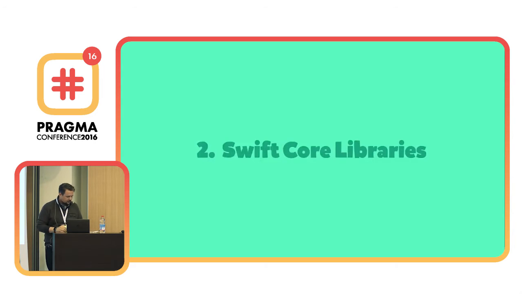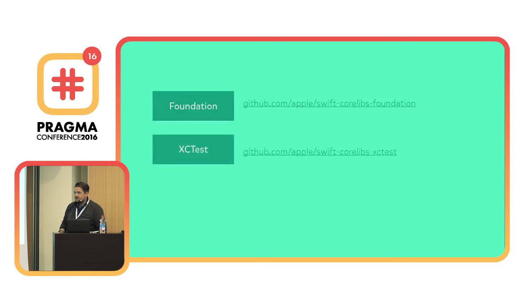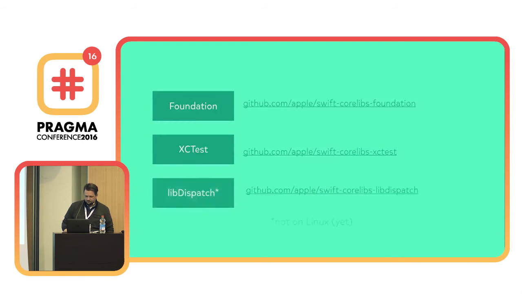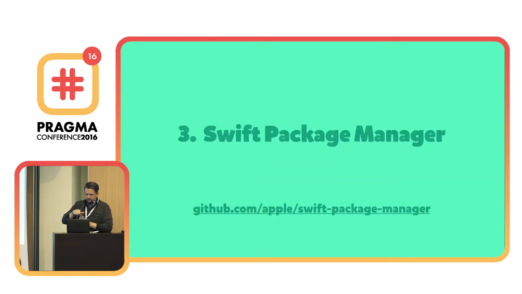The second thing they open source is the Swift core libraries. And what does that mean? Well, first of all, Foundation. So many of the classes that are central to us as iOS developers are open sourced. Not all of them, but most of the ones you're going to need. XCTest from day one was ready to go. That means that when you create an open source Swift project, you can test it using XCTest. And libdispatch. This is not available on Linux yet, but I think it's coming. And so you can do threading and GCD and that sort of thing.